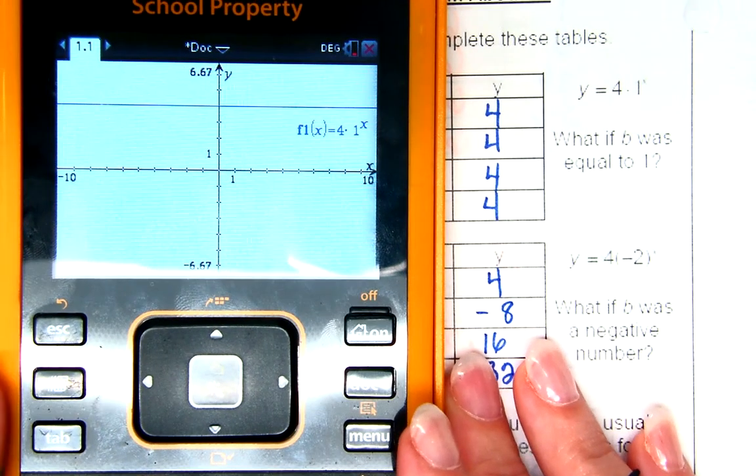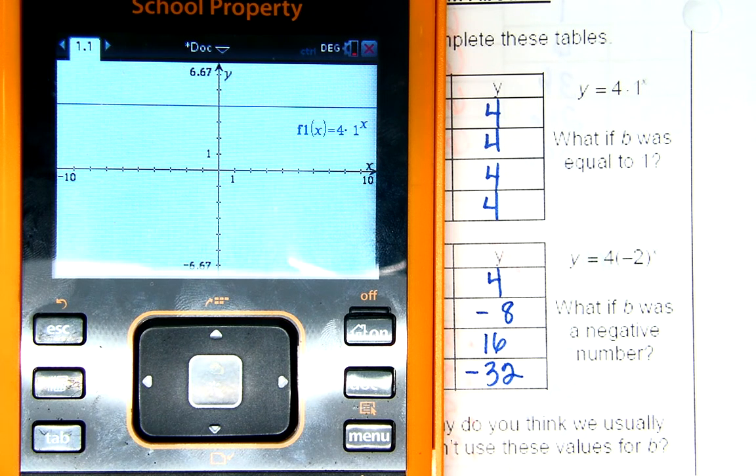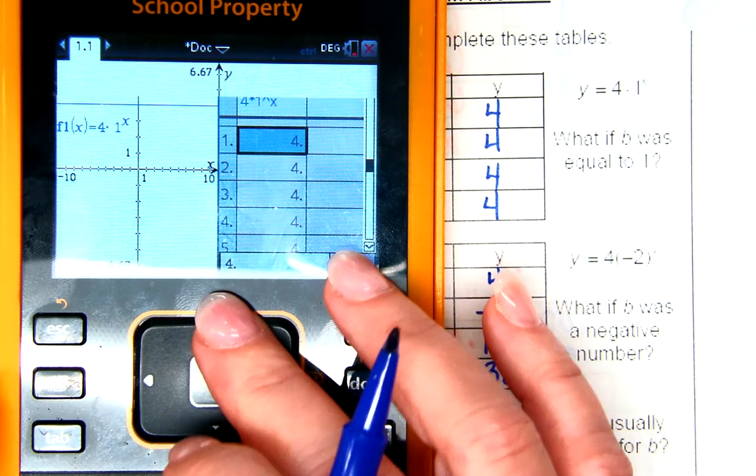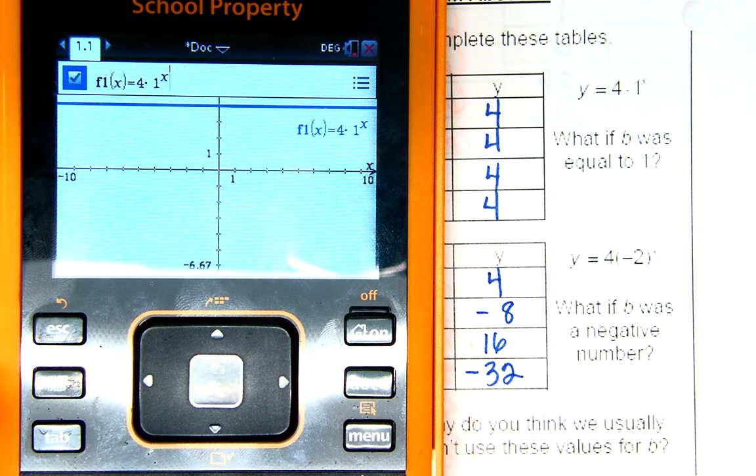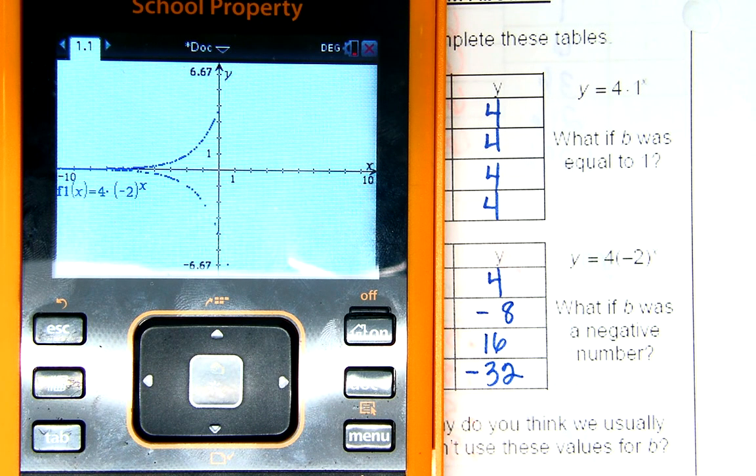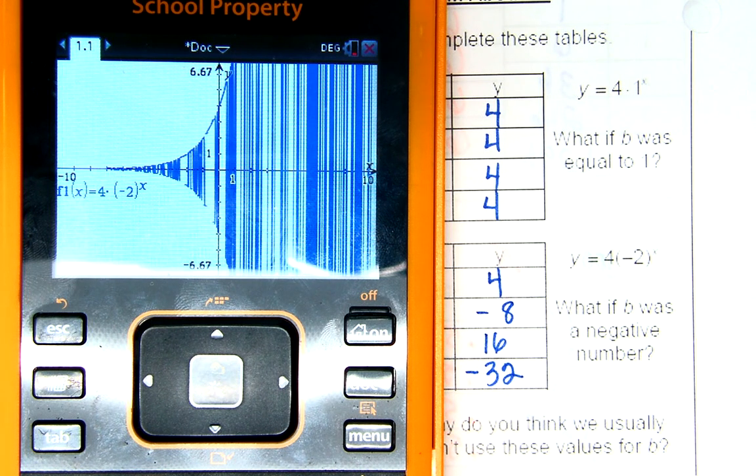Okay, so would you respectfully stop what you're doing and look? Tab. So it's negative 2 raised to the x power. Okay, keep watching. Keep watching. Keep watching. Keep watching. A little bit more. Little bit. There we go.